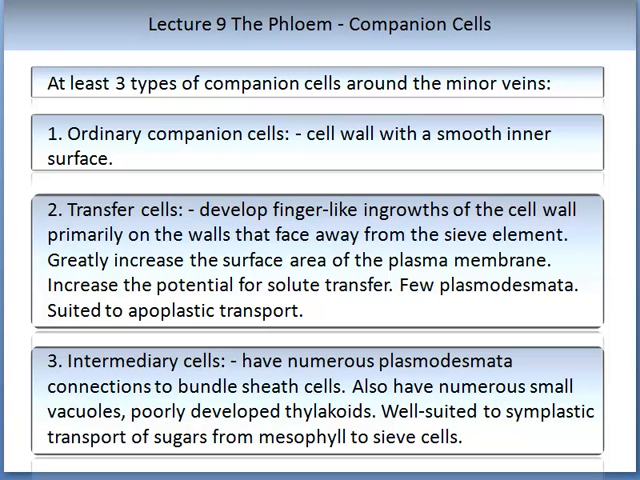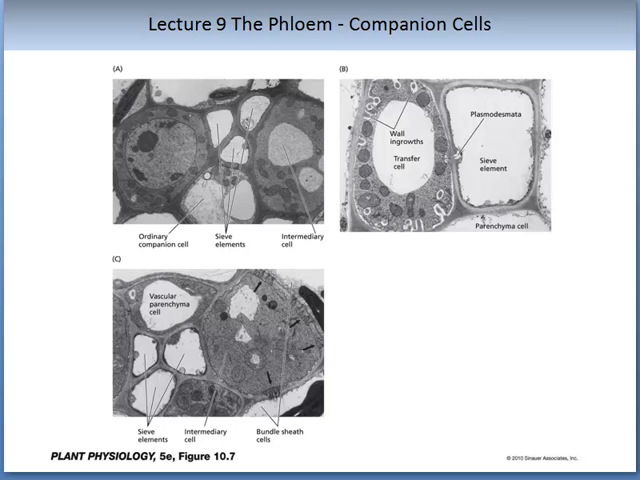The third type is the intermediary cells. They have numerous plasmodesmata connections to bundle sheath cells, and also have numerous small vacuoles and poorly developed thylakoids. These are well suited to symplastic transport of sugars from mesophyll to sieve cells. The image on the slide shows three visual representations of companion cells.